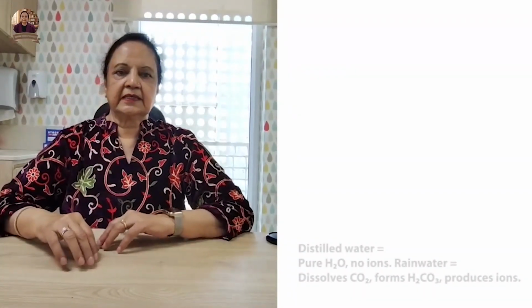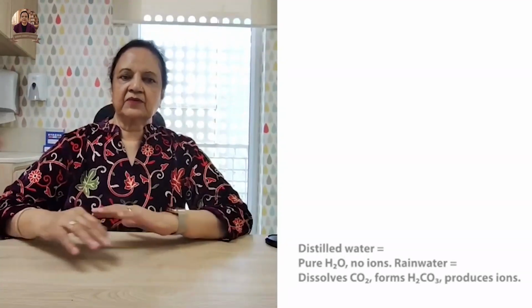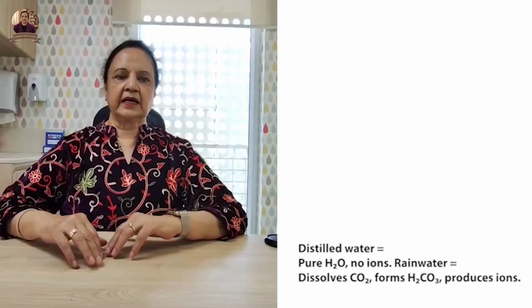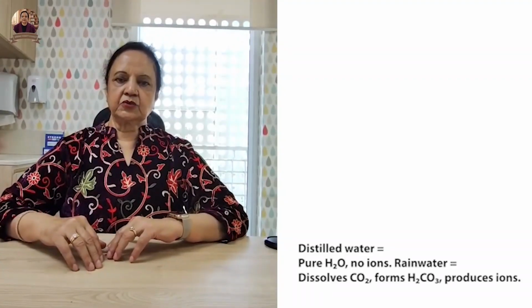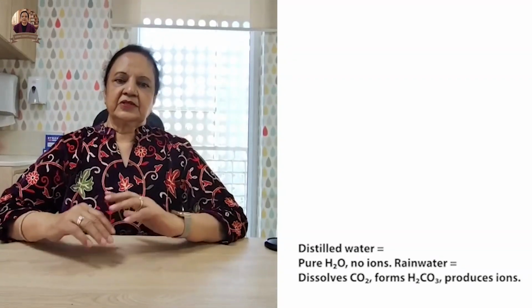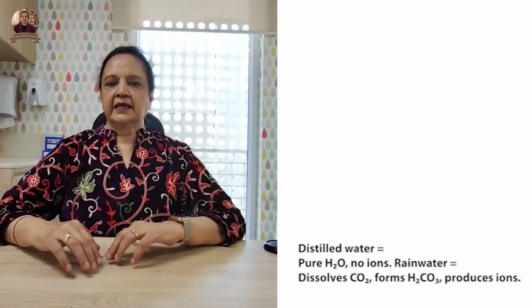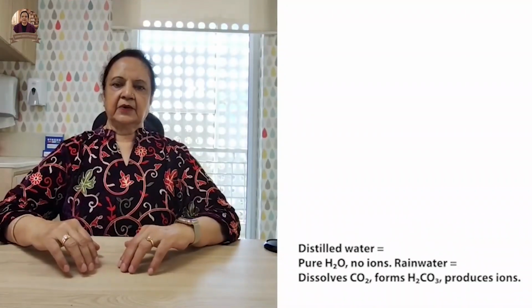Distilled water is pure water with very few ions, so it does not conduct electricity. Rainwater, while falling, dissolves carbon dioxide from air, forming weak carbonic acid, H2CO3, which dissociates into ions, hydrogen and bicarbonate ions, allowing conduction.